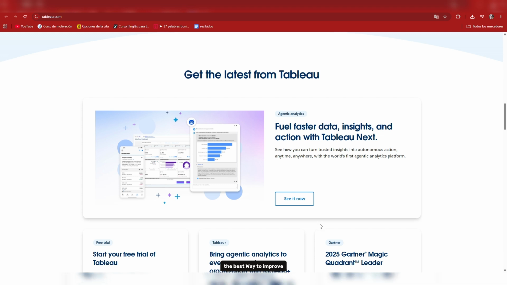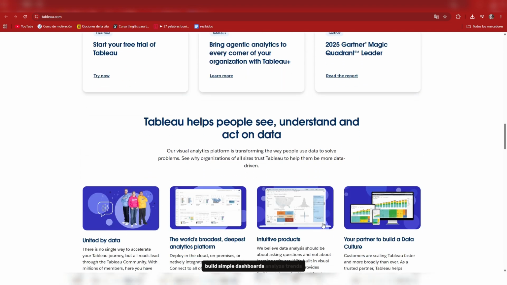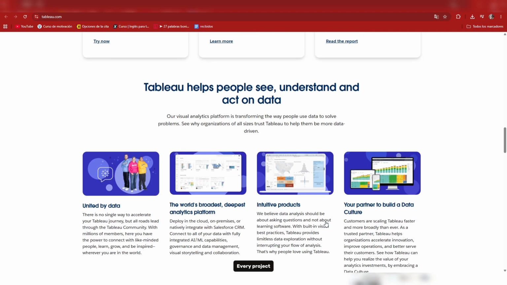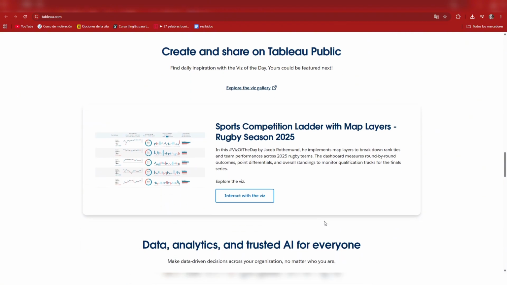The best way to improve your skills is through practice. Work with real data sets, build simple dashboards, analyze trends, and complete small projects. Every project helps you become more confident and develop practical experience.